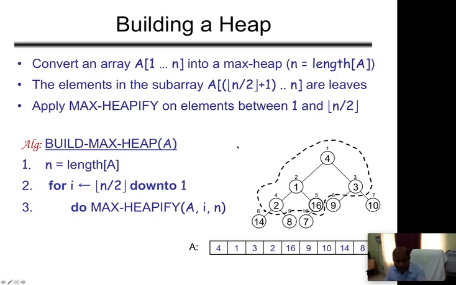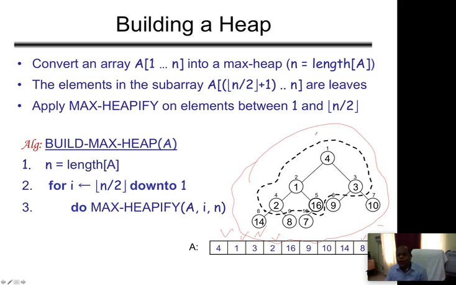See, build max heap. Suppose we are given the nodes 4, 1, 3, 2, 16, 9, 10, 14, 8, and after 8, 7 is written here. If this array is given, then we can think of it as a nearly complete binary tree. But this is not a heap, that is, not a max heap.